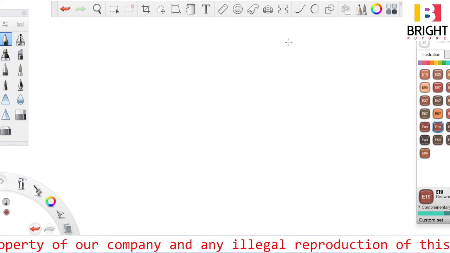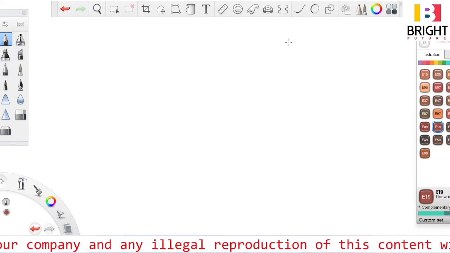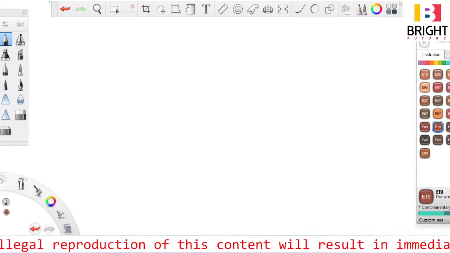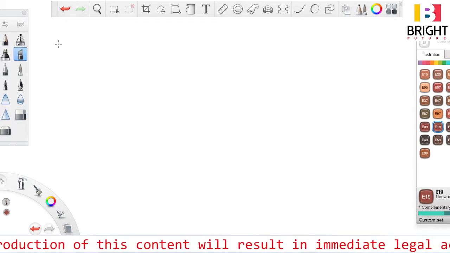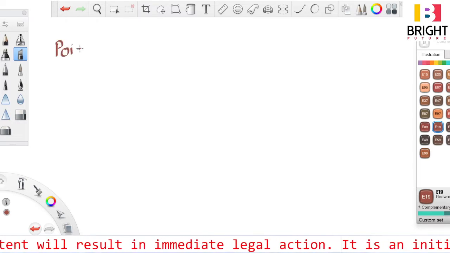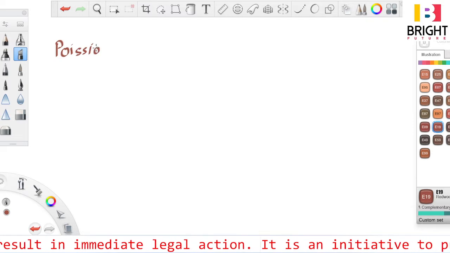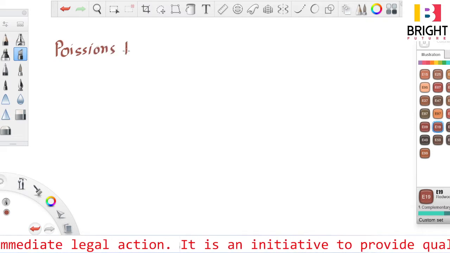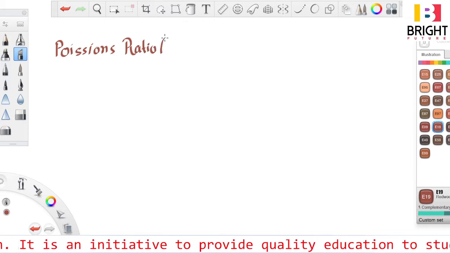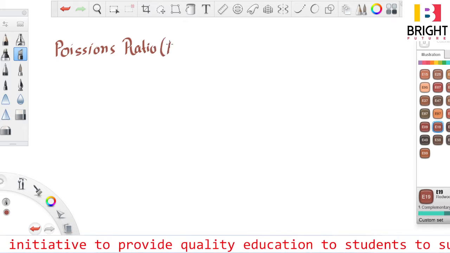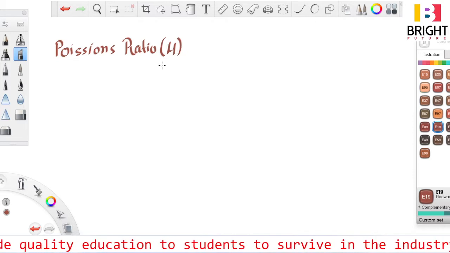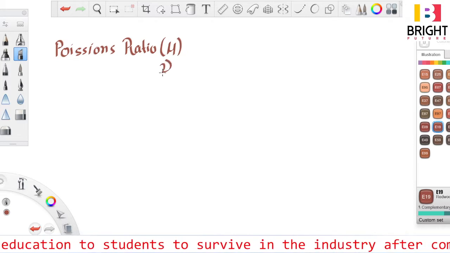Hello friends. Today we will study what is the meaning of Poisson's ratio. Here we represent it by this mu. In some other books they represent it like this nu.